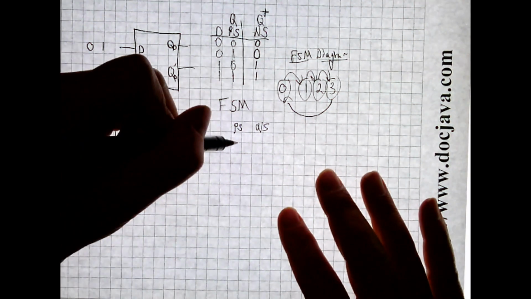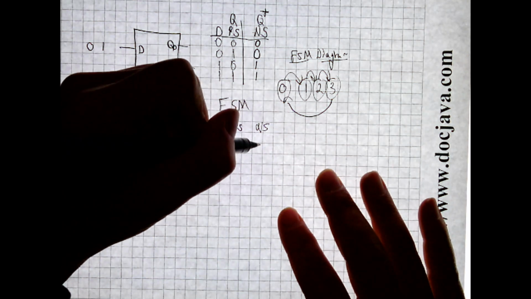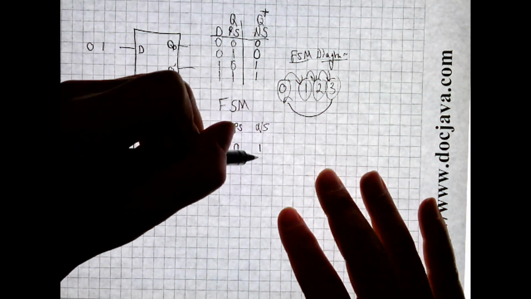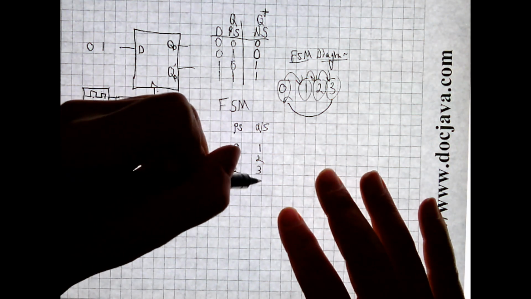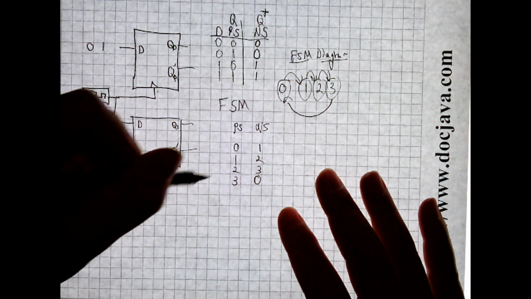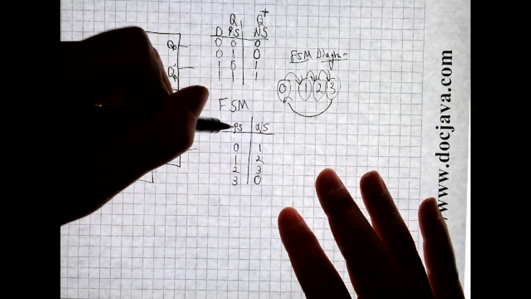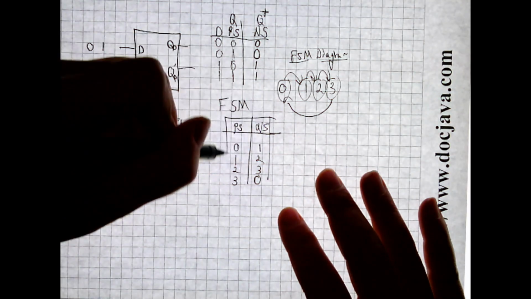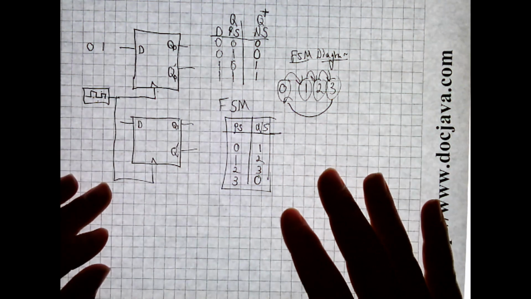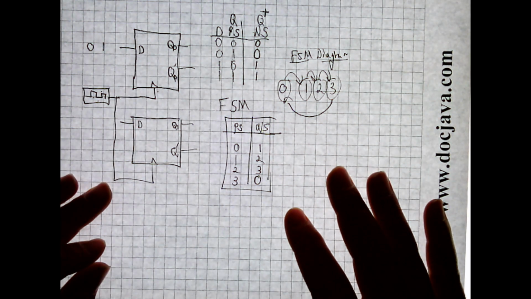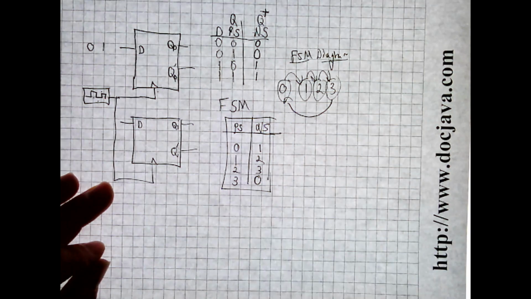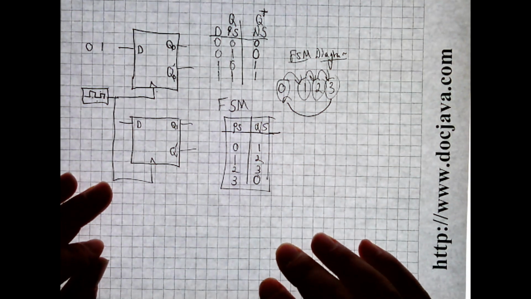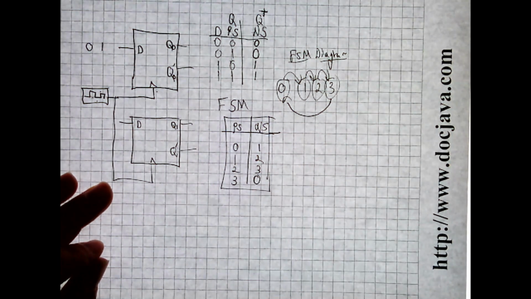So, yes, if the present state is 0, the next state must be 1. If the present state is 1, the next state must be 2. If the present state is 2, the next state must be 3. If the present state is 3, the next state is 0. And that is a present state, next state diagram encoded into a present state, next state table. So far, so good, right? Now, it counts, goes back to 0. Here it's counting, goes back to 0.